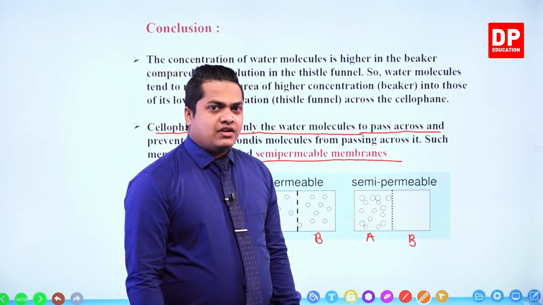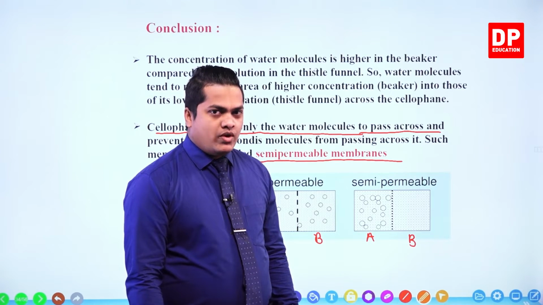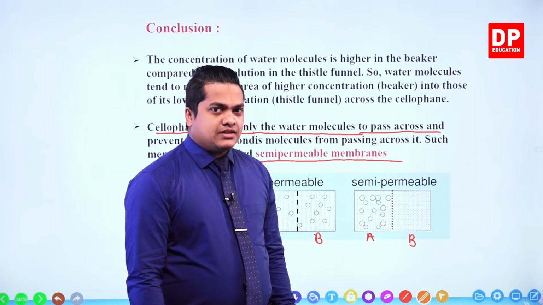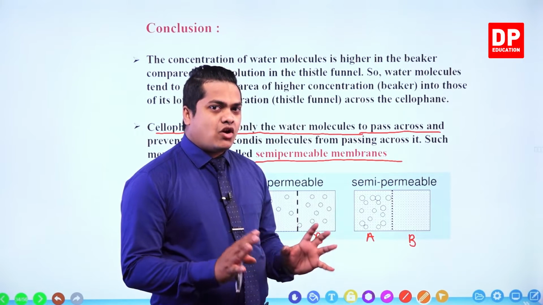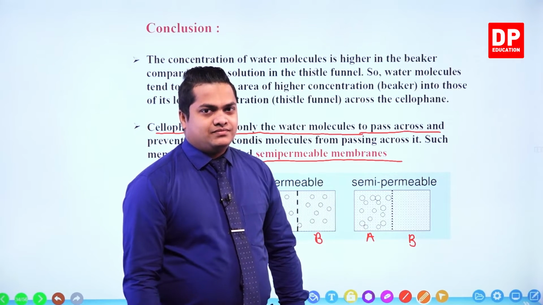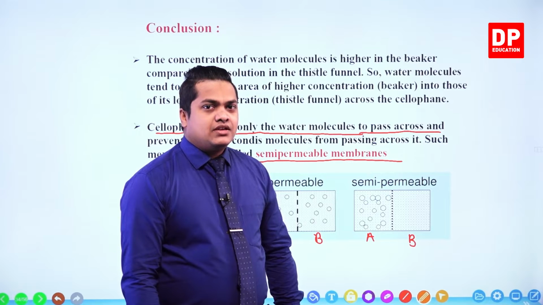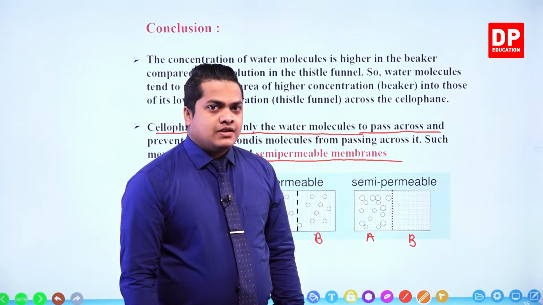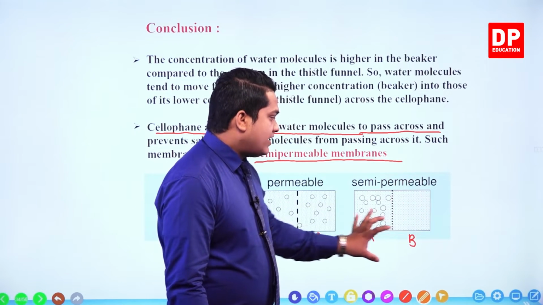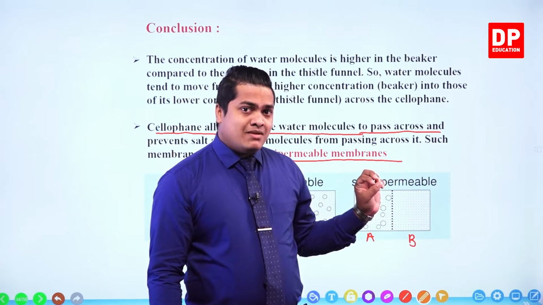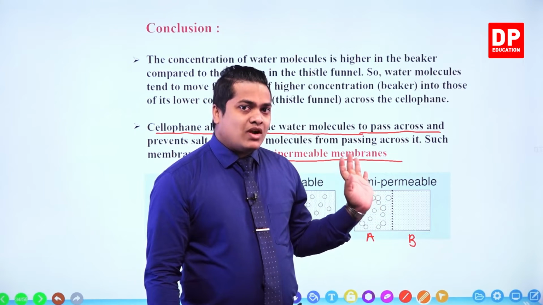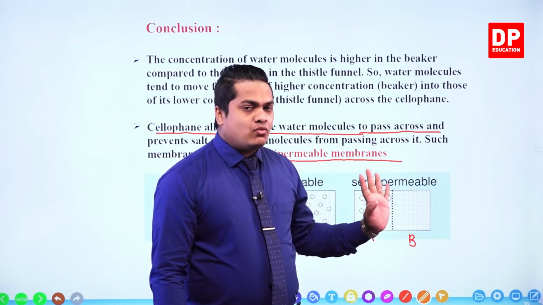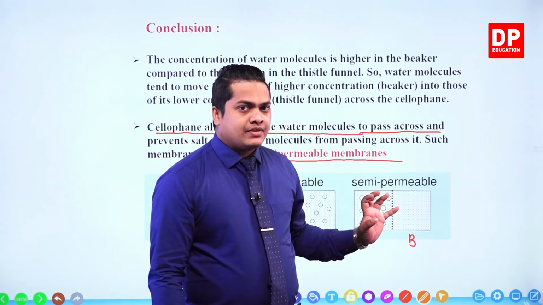But if the particles are large or not selected, they can't travel. They remain within the container, within the layer. So these kinds of membranes are referred to as semi-permeable membranes. Only selected ones can travel here and there.